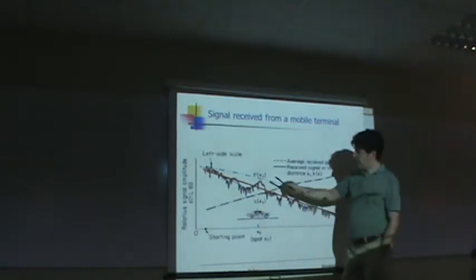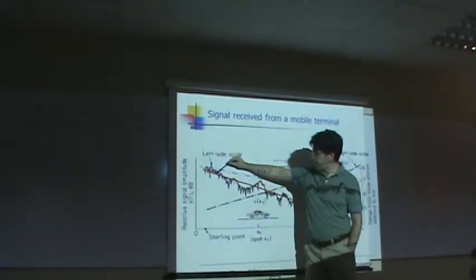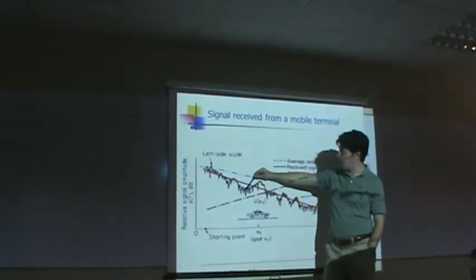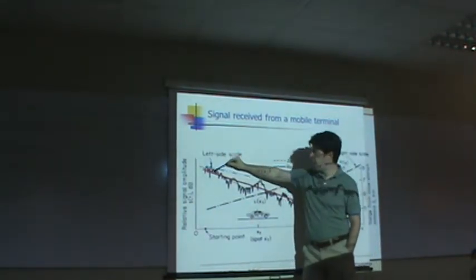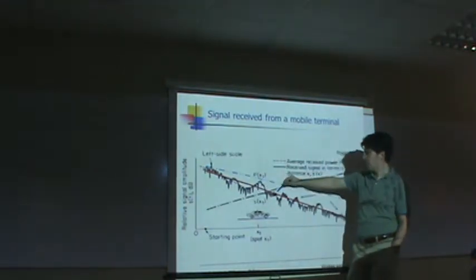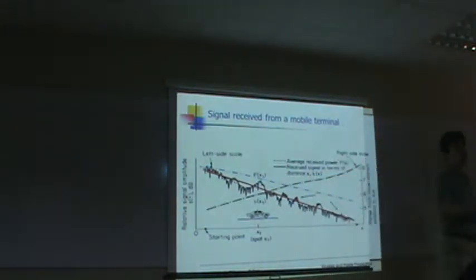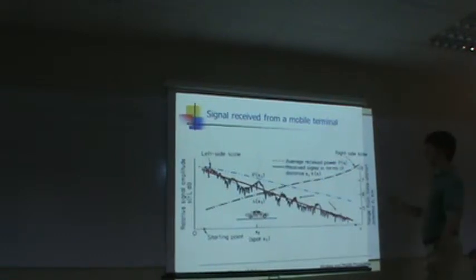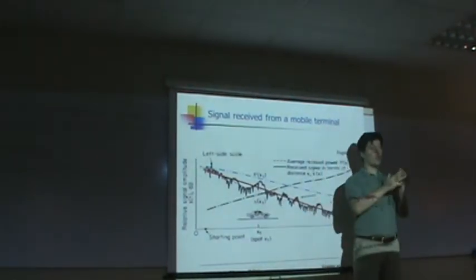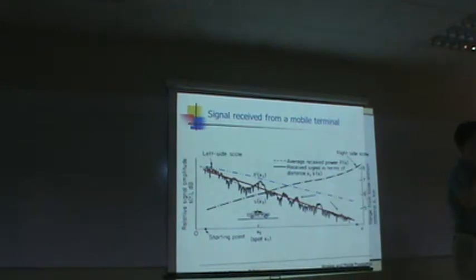But you can see that the actual signal has two fluctuations. The one shown by the dashed line is very slow. Slow means slow in space. If the mobile moves, then it is slow in time. That's why we call it slow fading. Since we are usually talking about mobile units, it is slow in time, but it is really quite slow in space.